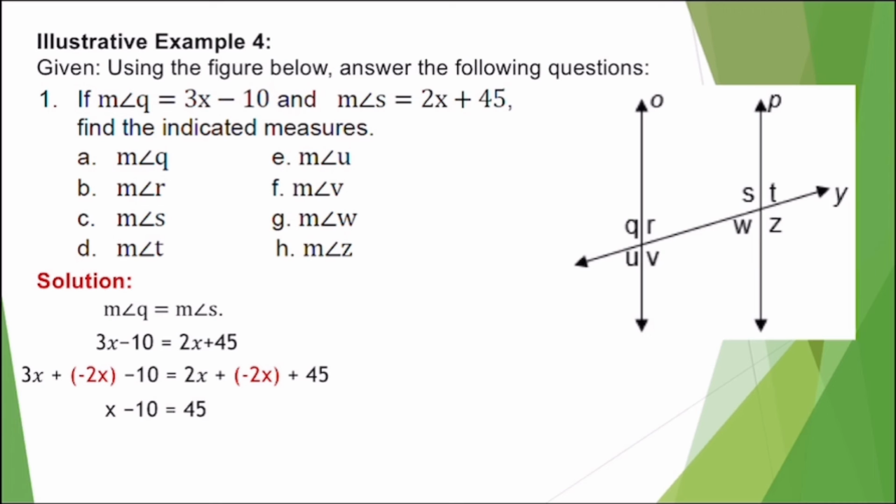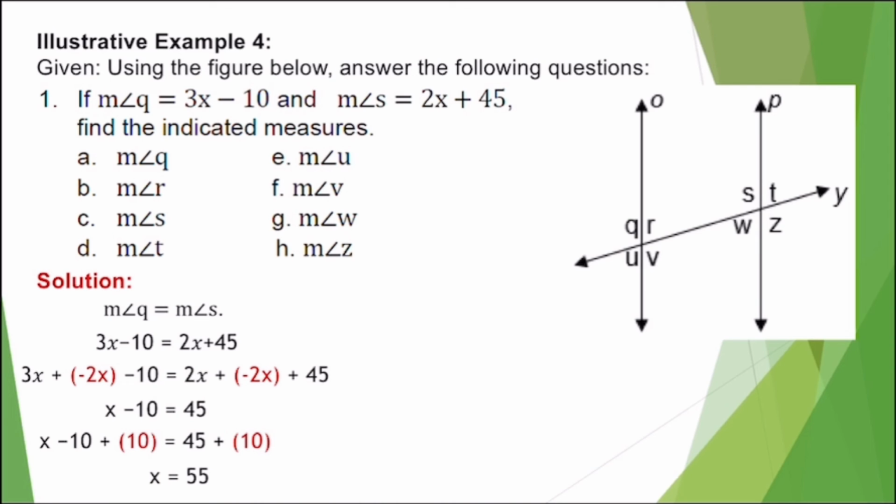Now, from here, let's apply again the addition property of equality by adding positive 10 to both sides to cancel negative 10 on the left side. So we will have now x minus 10 plus 10 is equal to 45 plus 10. So we have now x is equal to 55. After we find the value of x, which is 55, we can now find the degree measure of angle Q and the degree measure of angle S.